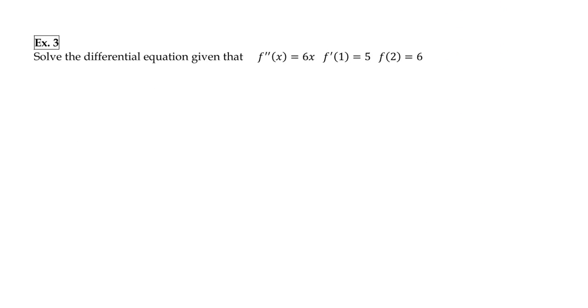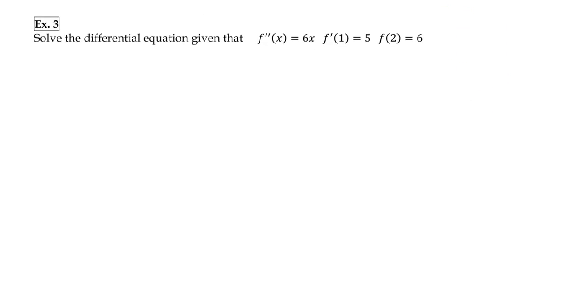Okay, next one. Now it asks us to solve the differential equation given that they gave us the second derivative and then they gave us these values. Do you see these values here? What that means is it's going to allow us to find our c values. So when they're asked to solve the differential equation, what they really mean is find y, in this case that it's equal to f of x.